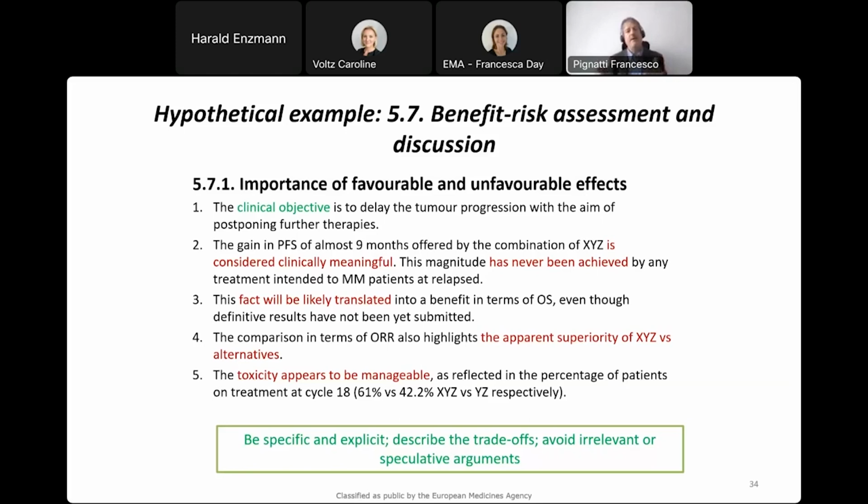And other things, like the fact that this is the first time that we see such an effect, very interesting, but actually irrelevant because it doesn't tell us anything about how much you're willing to trade off. This fact, I continue now at point number 3. This fact will be likely translated into a benefit in terms of overall survival. Okay, interesting to know, but likely translated, this is not a place to speculate.